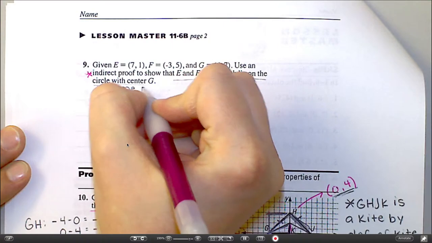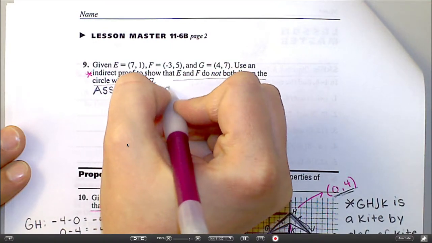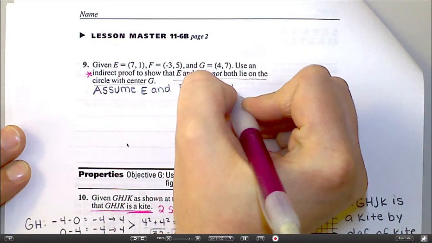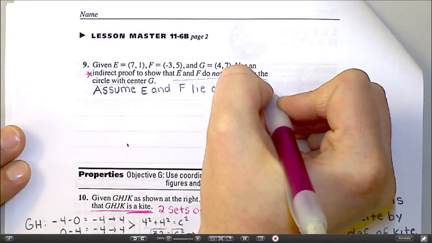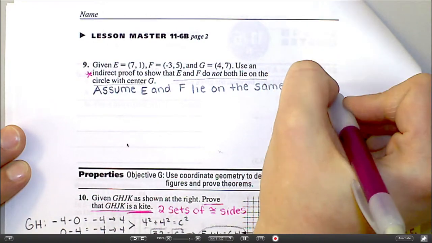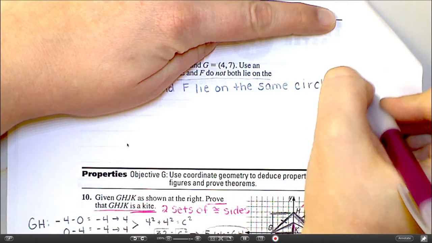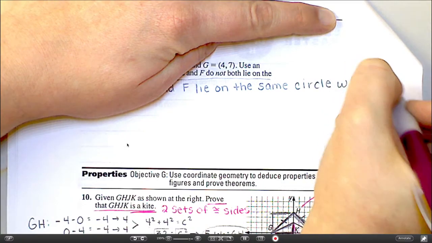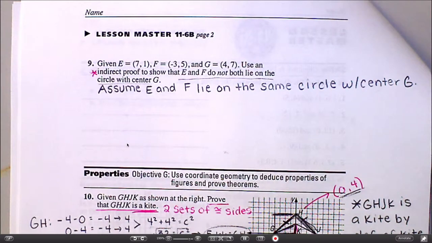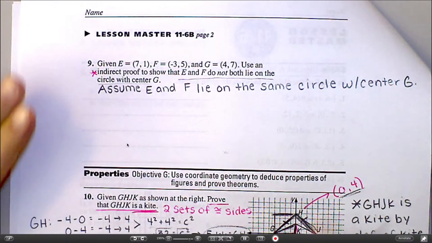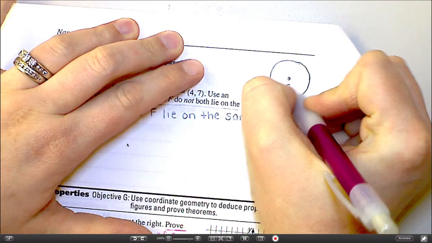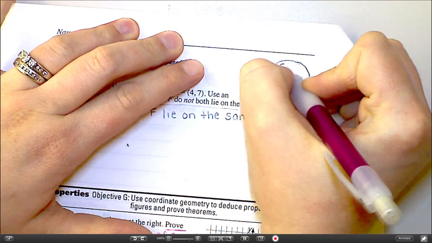So I'm going to assume that E and F do lie on the same circle with center G. Okay, so that's what I'm assuming. I'm assuming the opposite of what it is I'm trying to prove. Well, let's think about what that means. That means that if I draw a circle and make G the center, that E and F are both somewhere outside on this circle.